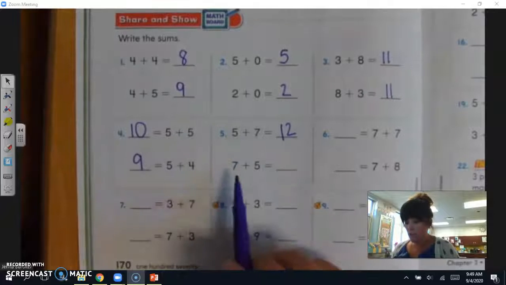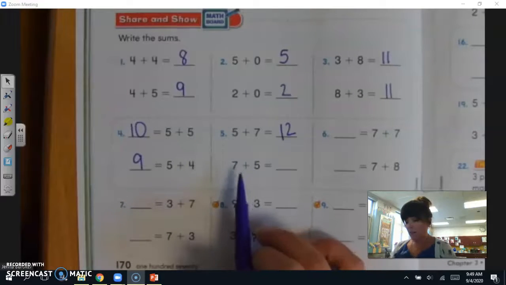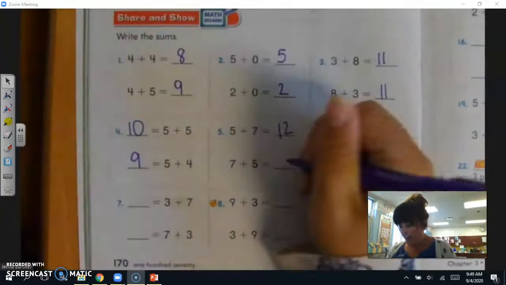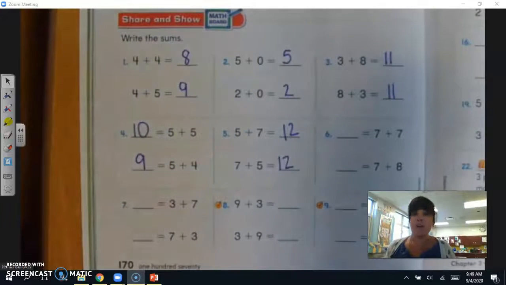All right? Let's go to number 5, or we're at number 5 still. So we had 5 plus 7 equals 12. Well, if 5 plus 7 equals 12, then 7 plus 5 has to also equal 12, right? Because it doesn't matter about those add-ins.